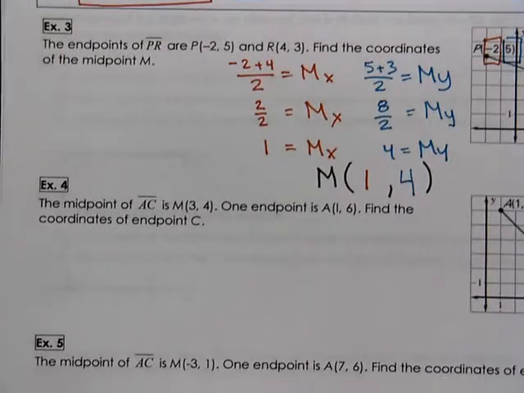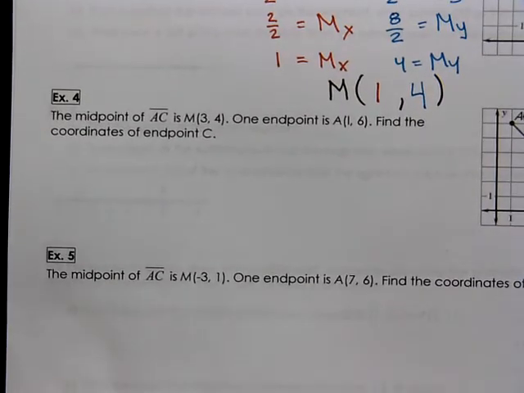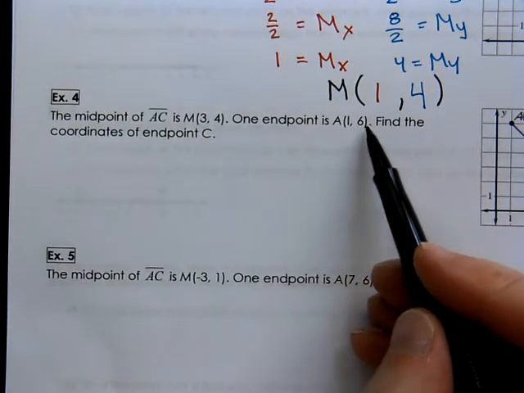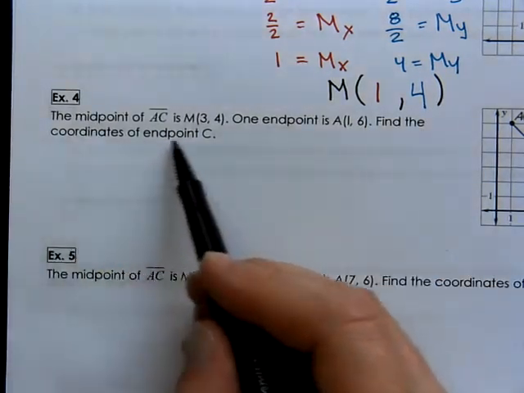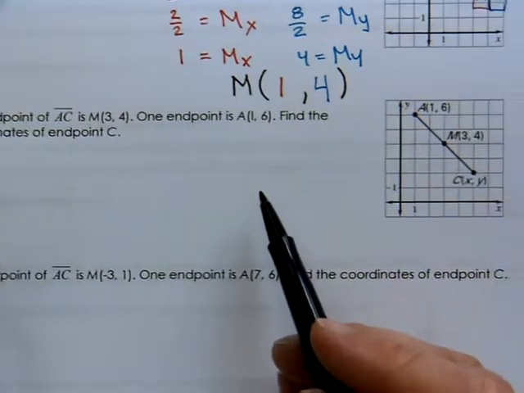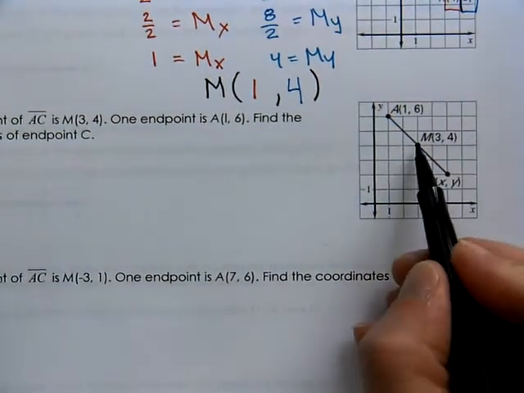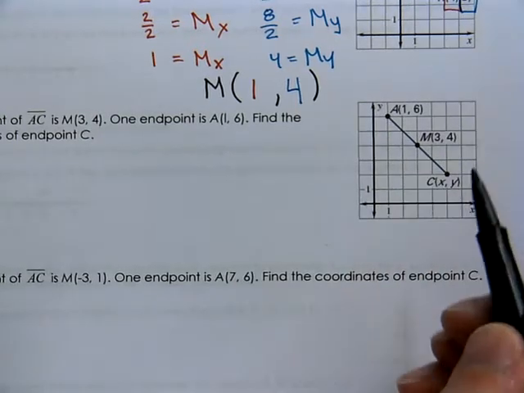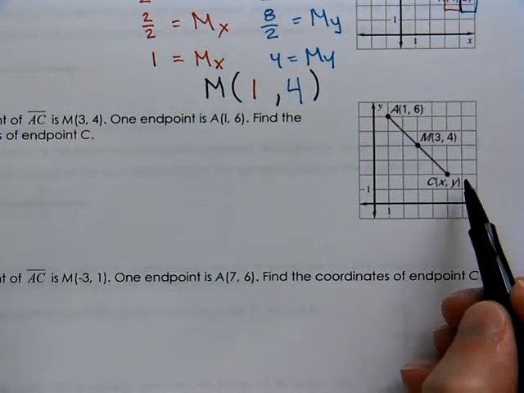So let's take a look at example 4. Here it says the midpoint of segment AC is point M, located at 3, 4. One endpoint is point A at 1, 6. Find the coordinates of endpoint C. So this is interesting. We already have the midpoint, but we're going to use the midpoint formula to work backwards to find the missing endpoint.